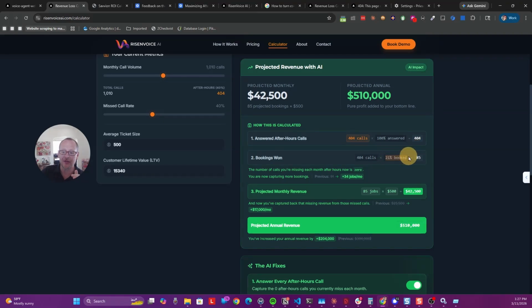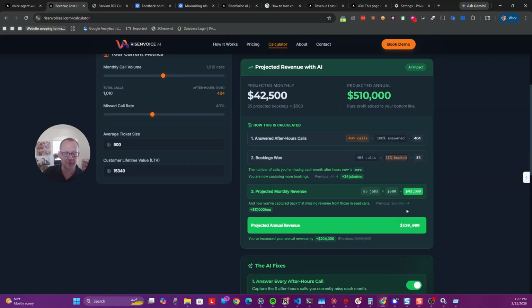If we keep this booking rate the same at 21%, that means we're now at 85 booked jobs instead of 51, which means that by answering all the phones, we add 34 jobs per month to that top line revenue. At $500 apiece, that means we're making $42,500 a month instead of $25,500 a month, or we're adding $17,000 a month in revenue. And the annual revenue goes up to $510,000 from $306,000. So we add $204,000 in revenue. Already great changes, already showing the problem of not answering all the calls in a really impactful way, showing the difference in revenue based on the numbers of just answering all the calls.